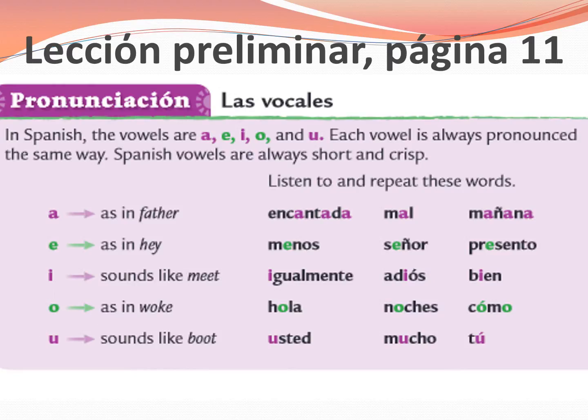Pronunciación, las vocales. Pronunciation, the vowels. This is on page 11. In Spanish, the vowels are A, E, I, O, and U. Each vowel is always pronounced the same way. Spanish vowels are always short and crisp.